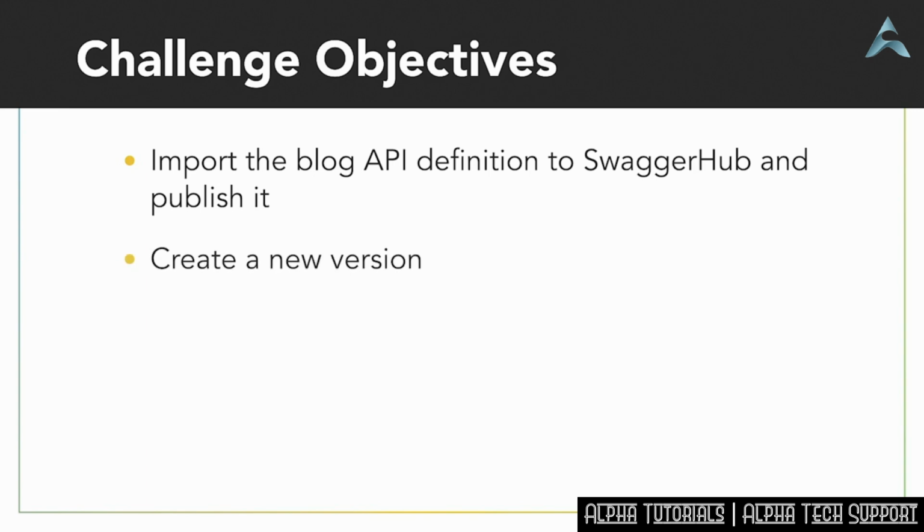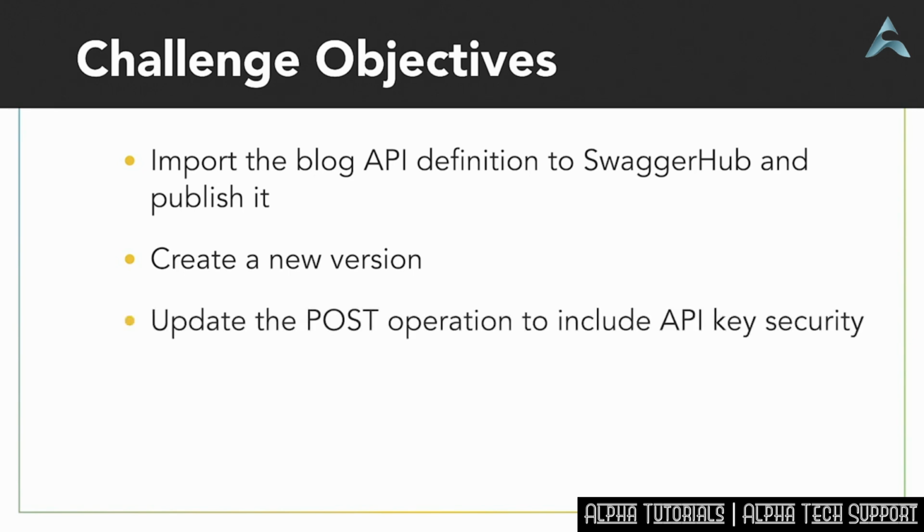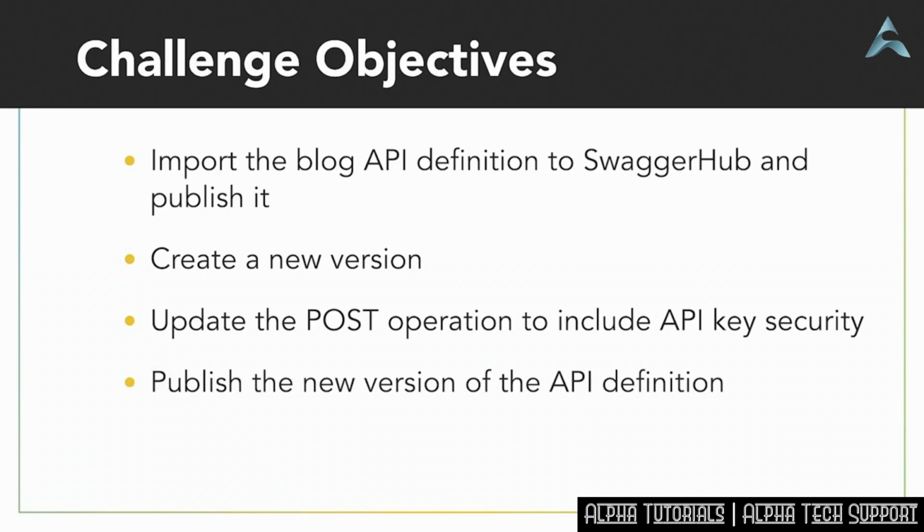Next, create a new version of the API definition that secures the post operation that allows new articles to be created. Since this capability allows articles to be created and published, it should be protected. When defining the security, use an API key-based security scheme. Once the new version has the security scheme applied, publish the new definition.